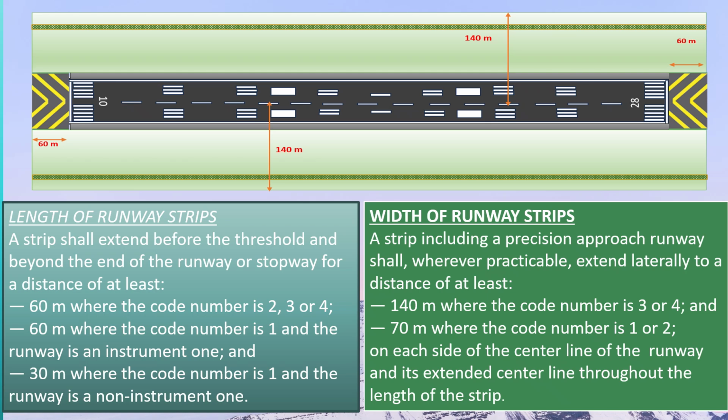Now talking about the width of the runway strip. A strip including a precision approach runway shall, wherever practicable, extend laterally to a distance of at least 140 meter where the code number is 3 or 4 and 70 meter where the code number is 1 or 2 on each side of the center line of a runway and its extended center line throughout the length of the strip.